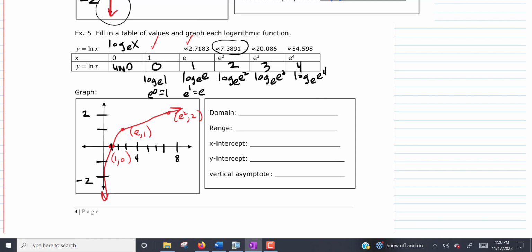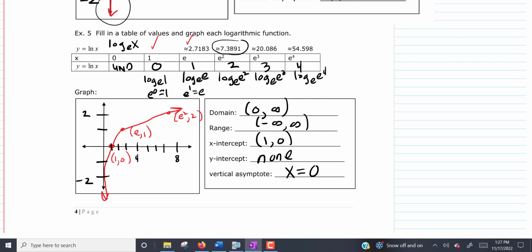Okay, everything else will be identical. The domain is 0 to infinity. You can only take a log of a positive number. The range is negative infinity to infinity. The x-intercept is once again 1, 0. There is no y-intercept. And again, x equals 0 is the vertical asymptote. So the idea is no matter what the base is, the graph is going to look the same. Okay, it's going to have that same structure. It's going to have the same intercepts and everything is going to be the same. Okay? All right. Any questions on that?